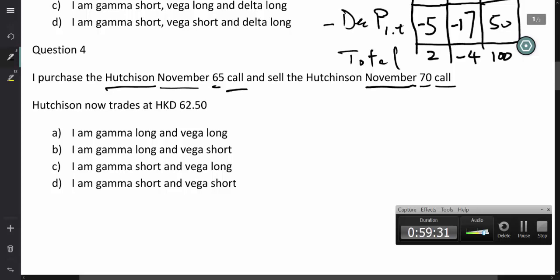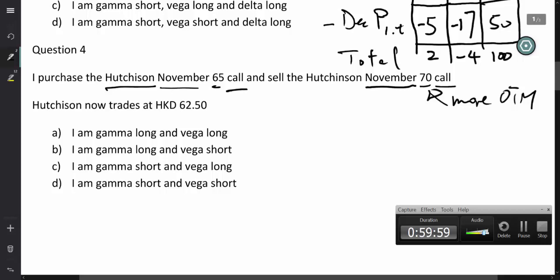Hutchison now trades at 62.50. Out of the money. Can you add another point? She's raking it in, huh? So both are out of the money, but this one is even more OTM, but the other one is also OTM.